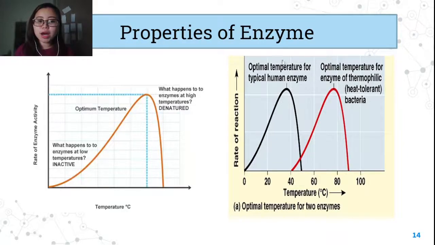So for humans, our body temperature is 37, so our optimum temperature is around 37. But if it's a different species, especially in a thermophilic bacteria, which usually lives in hot springs or near volcanic sites, then of course they can tolerate higher temperatures, and they will want to use enzymes that is suitable for the higher temperatures as well.